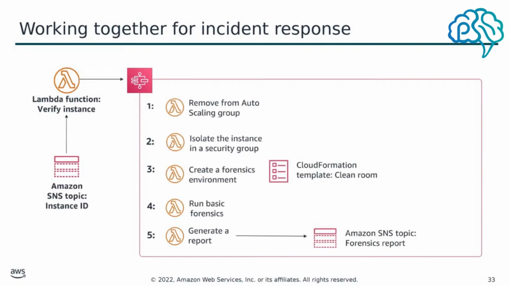Now, how would this work in a real world scenario? Let's say there's an instance that's removed from an auto scaling group and is snapshotted. Then the instance is isolated, and then a CloudFormation template is used to create a new environment, and then a basic forensic investigation is performed on the volume that's attached. That would be one of the key ways to dive into what's happening in terms of incident response.